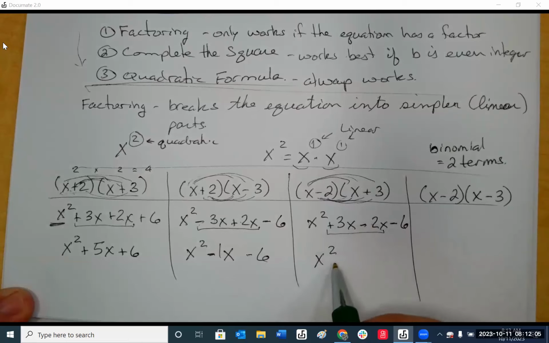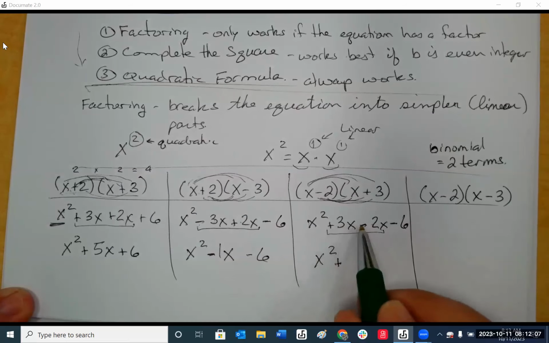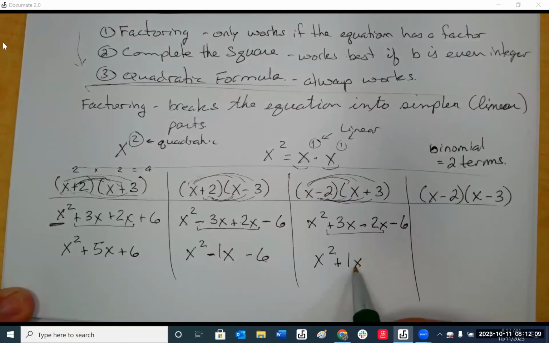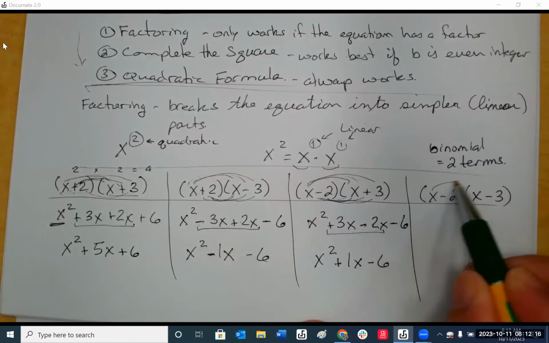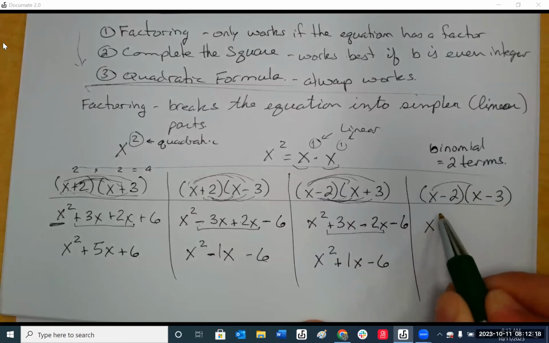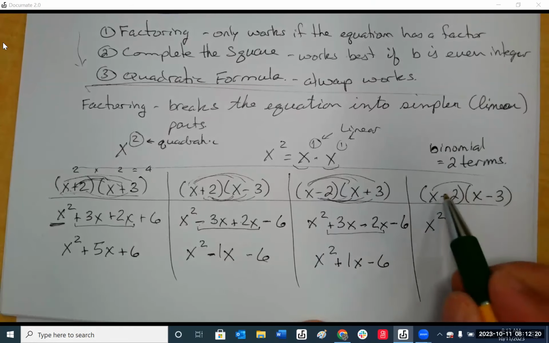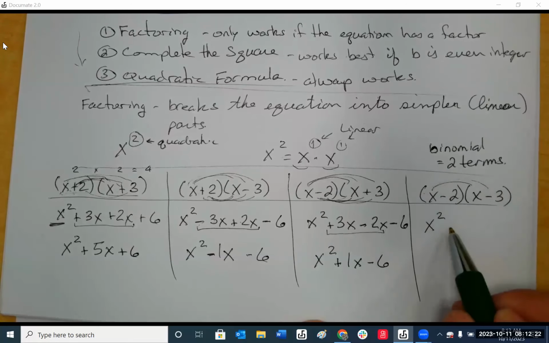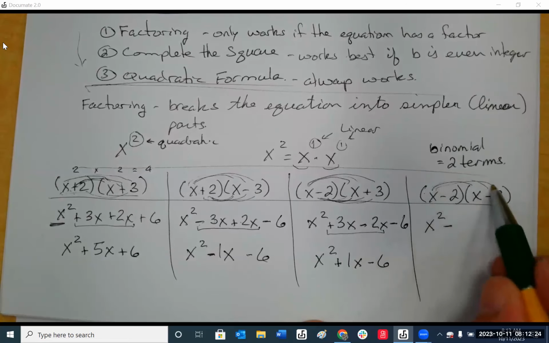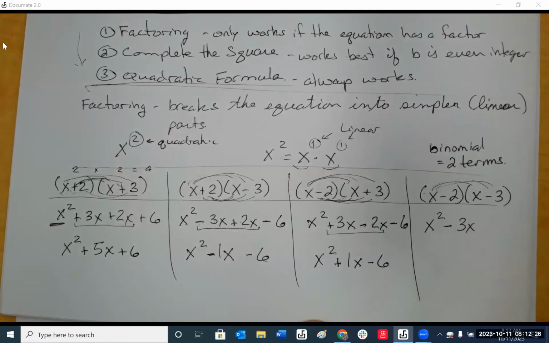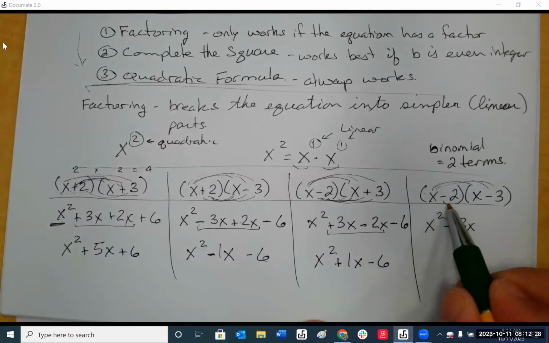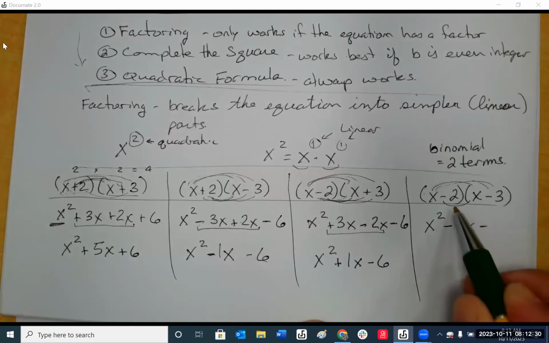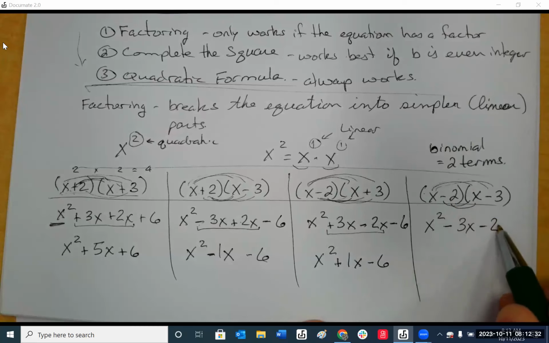3 is bigger than 2 and it's positive. 3 minus 2 is 1. x minus 6. And the last one. x times x is x squared. Positive times negative is negative. x times 3 is 3x. Negative times positive is negative.